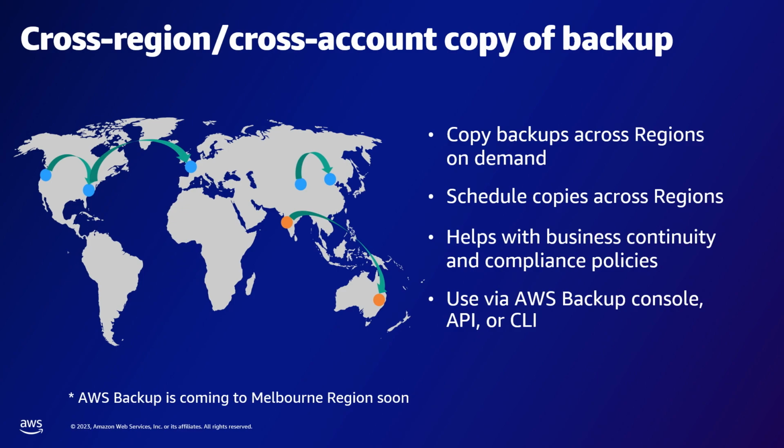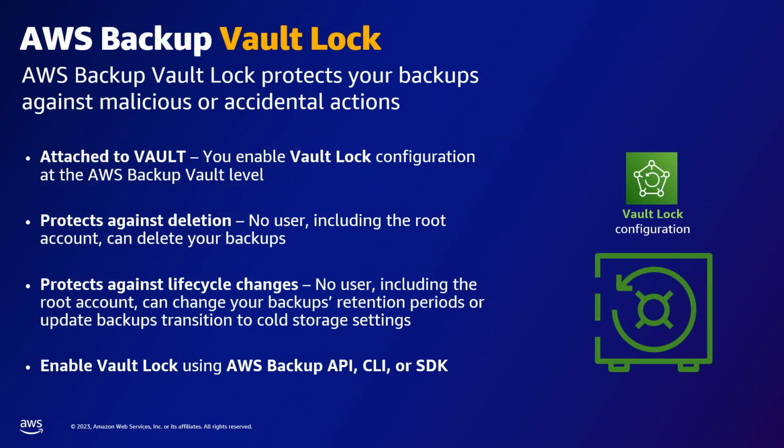Now, I have a local backup and I have a remote copy. How do I make sure these backups are immutable? Introducing the AWS Backup Vault Lock feature. It enforces immutable backups and provides an additional layer of defense that protects your backups against malicious or accidental actions.